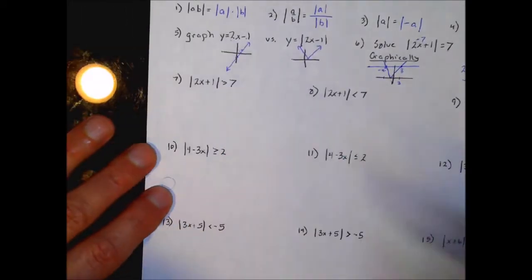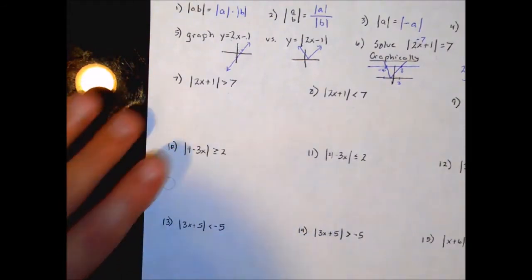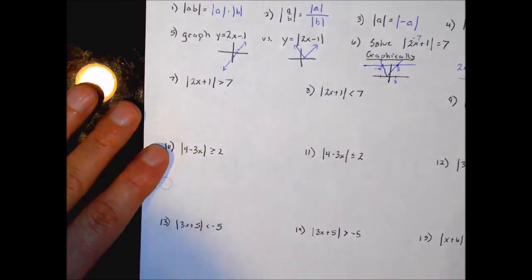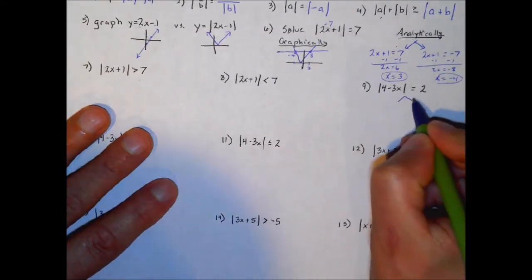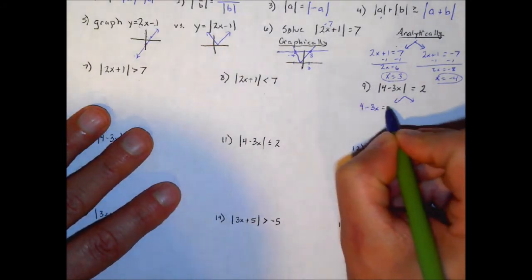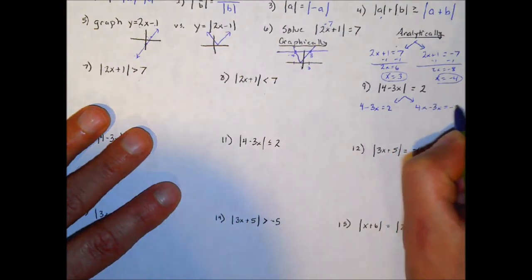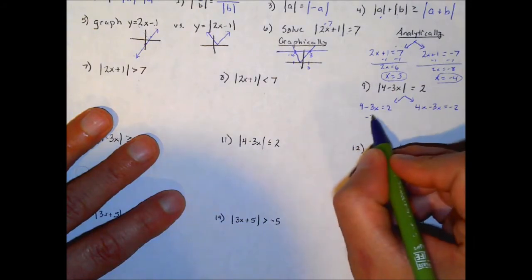Most of these other ones here are going to be less than, greater than. We have some or equal to as well here. Let's do all the or equal to first. Once again, always remember to set up your two equations: 4 minus 3x is equal to 2, and 4 minus 3x is equal to negative 2.